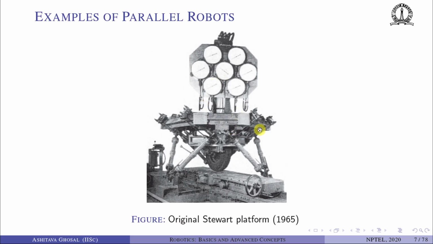This was used to test tires. So basically you mount a tire at the bottom of this top platform, and then you can tilt the tire and you can make the tire go in all the 3 motions, X, Y, and Z, and also the 3 rotations. So it was a tire testing machine.